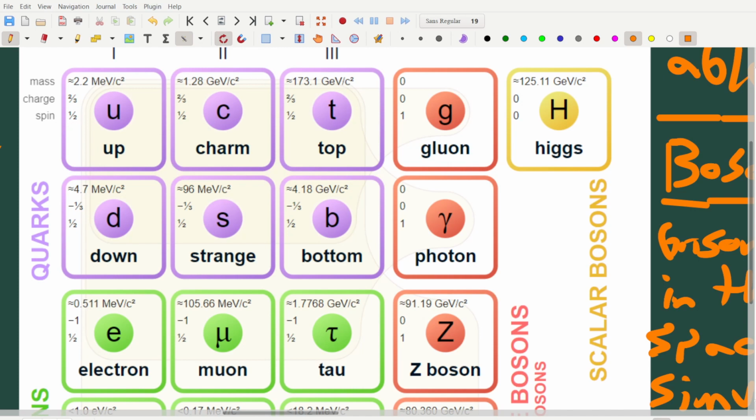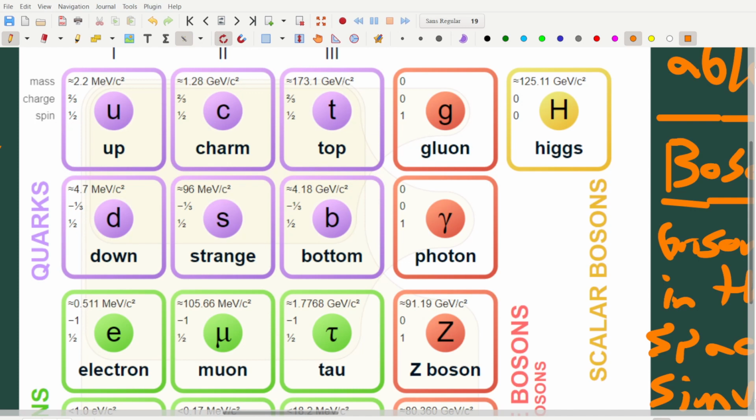Now let's look at their properties for a second. They're also spin 1/2, just like the electron. Almost everything is spin 1/2, pretty much. But notice that they have fractional charges. The up, the charm, and the top have a charge of 2/3. And the bottom, the strange, and the down have charges of -1/3. These particles do not interact with the electromagnetic interaction.